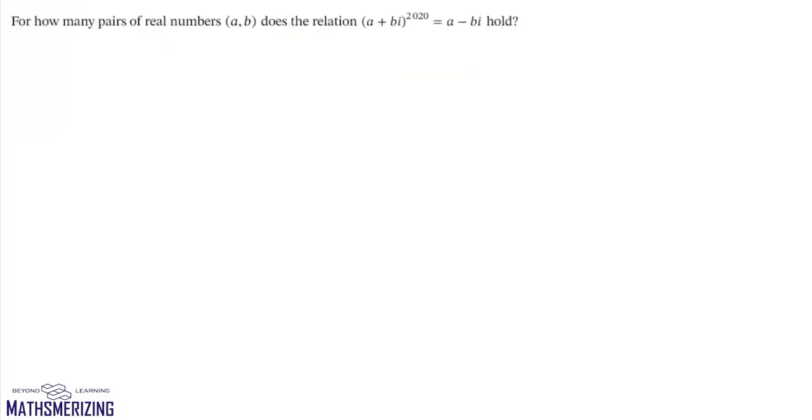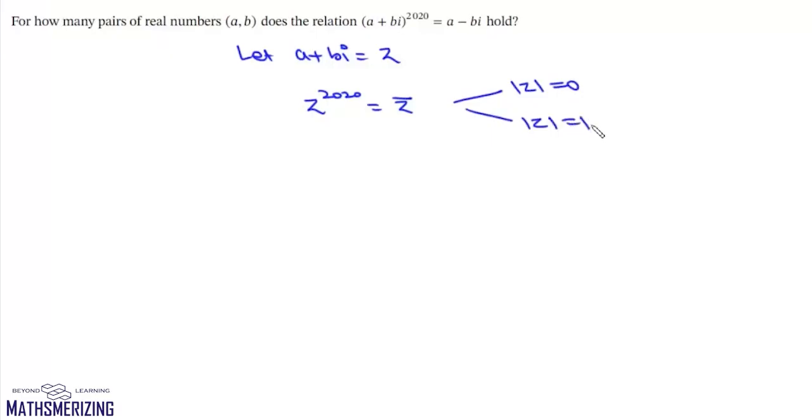Now here the question is, how many pairs of real numbers a and b does this relation satisfy: (a + bi)^2020 = a - bi? Now we'll let a + bi be z. We can write z^2020 equals z bar. Now from here we'll get this condition that either mod of z is 0 or mod of z is 1. Now if mod of z is 0, we'll get one solution, and that is the value of z is 0.